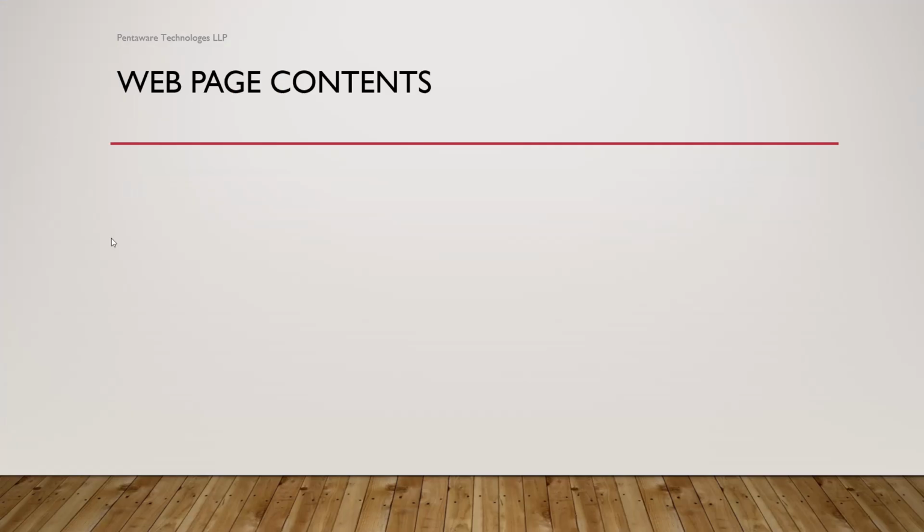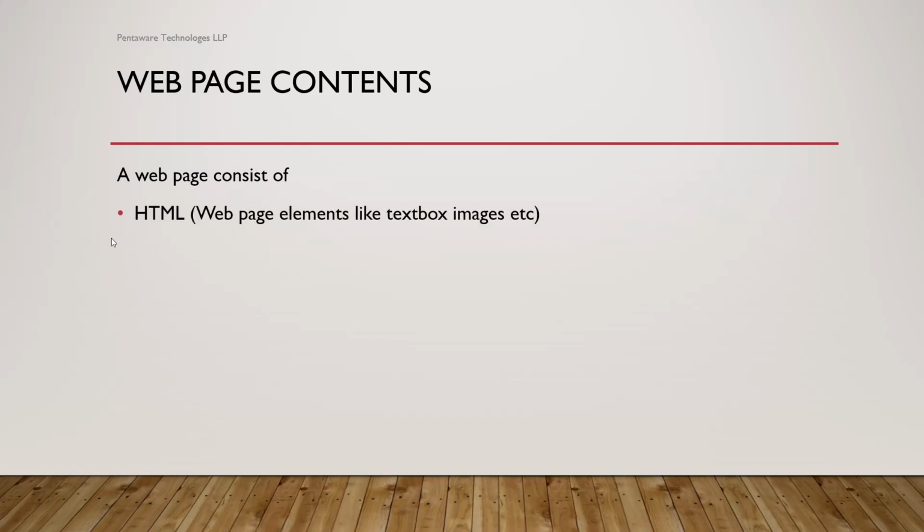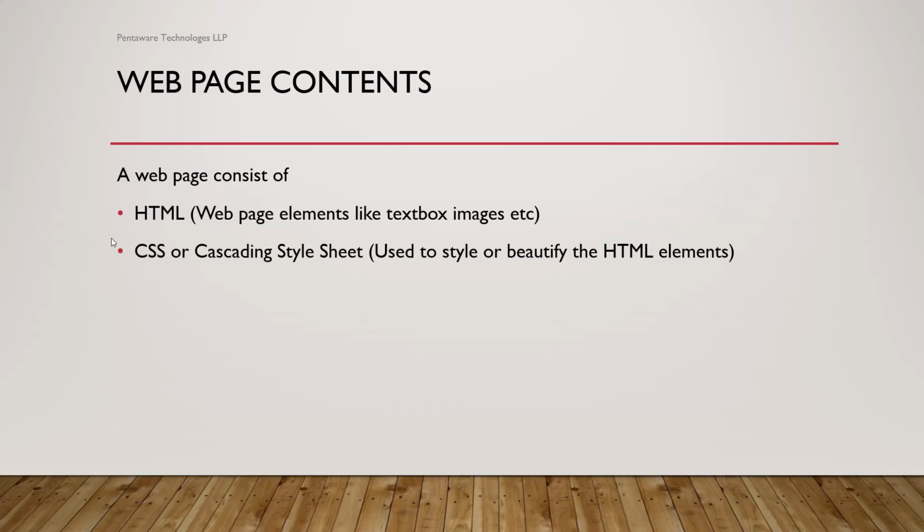So, what are the web page contents? A web page consists of HTML that we have just seen, and it is basically web page elements like text box, images, and icons, and whatever the text you are seeing, the great headings, that are the part of HTML. Then CSS or cascading style sheet. This is used for beautifying the HTML elements. Like if you want some text box to appear in the blue color, or you want some beautiful paragraph formatting, then this CSS is used.